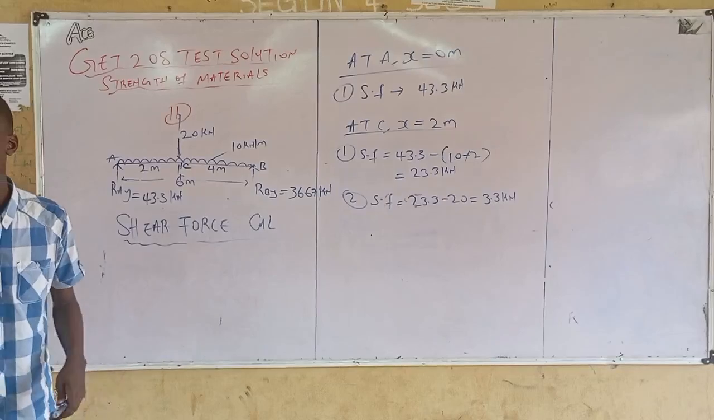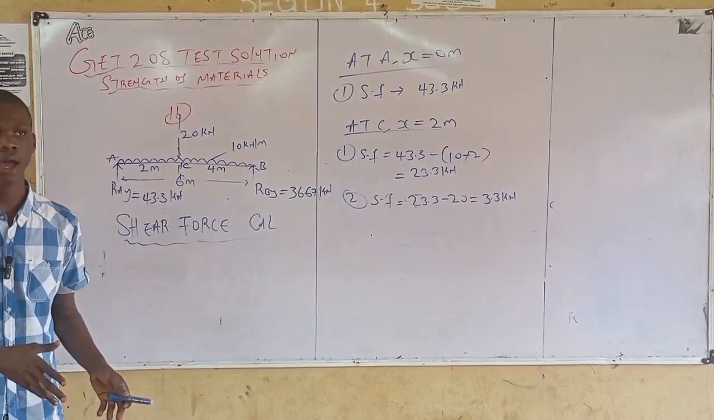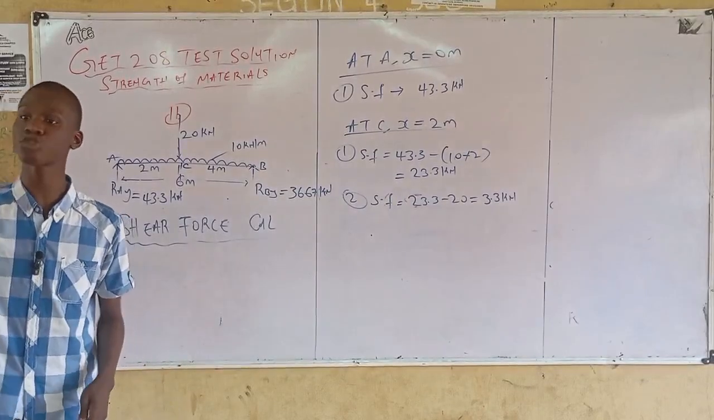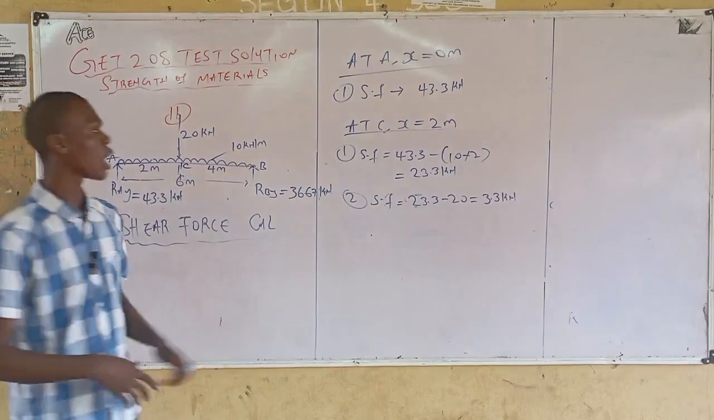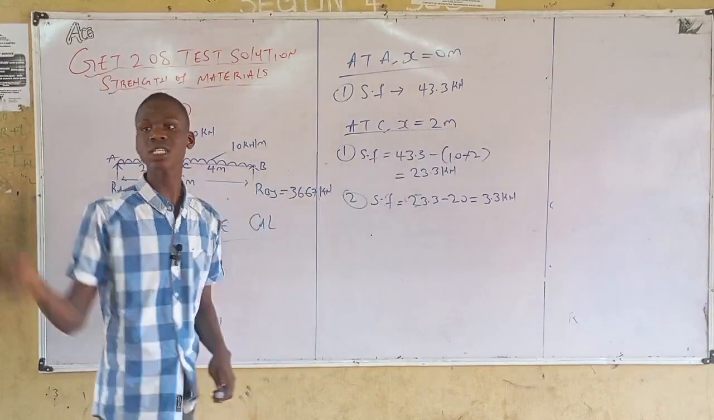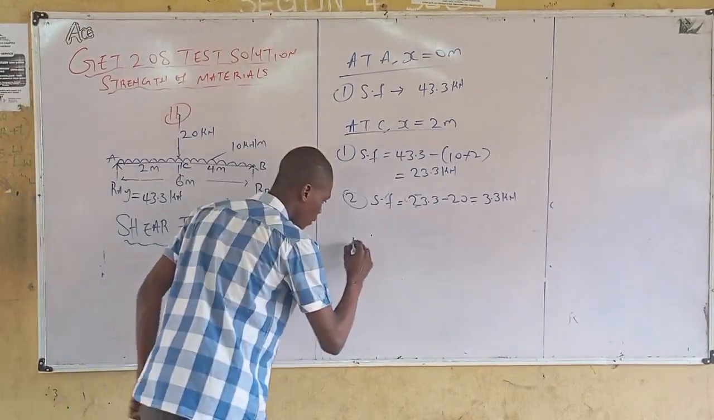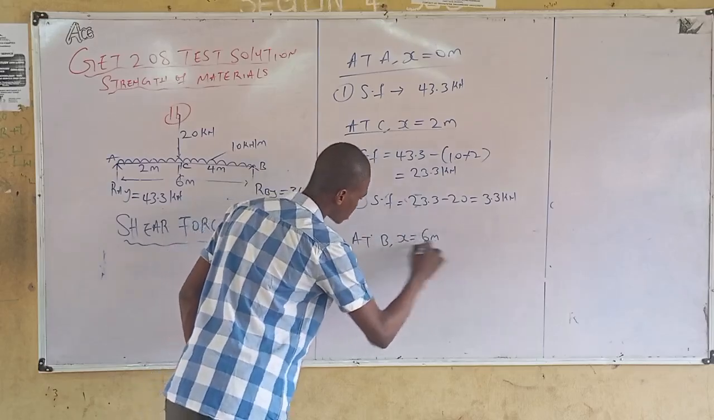At point C, do I have any shear force value to calculate again? No. Why? Because I already know that shear force is calculated twice. It must not be more than what? 2 times. So I'm done with point C. What's the next point? Point B. At point B, x is equals to 6 meters.